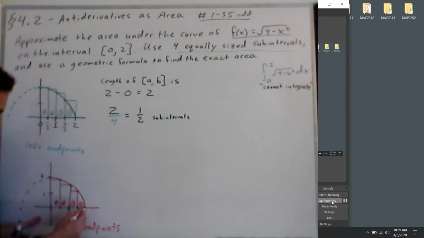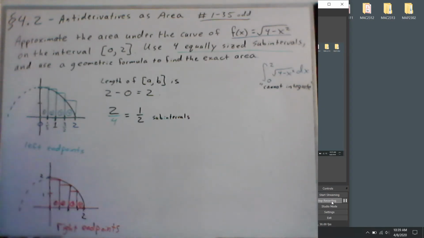Ooh, unfortunately, the right endpoint is actually at 0, so there's no height. Now you can see I'm missing a bunch of area. So that is a gross under approximation of the area. So the left endpoints gave me too much. The right endpoints gave me too little.